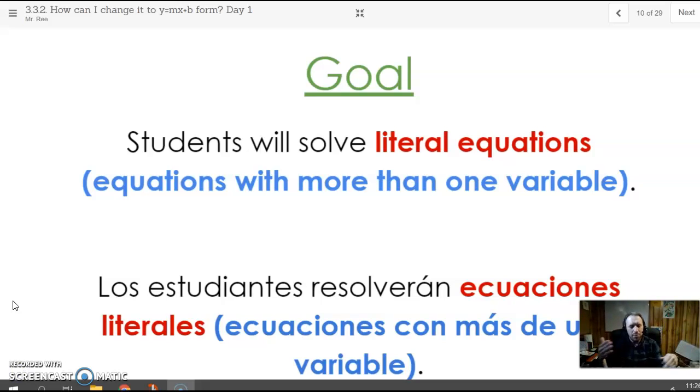Again, pause it, go back, refresh it. I'm going to move quickly because I only have a 15-minute record time because I'm cheap and I like the free version of things. So here's our goal today. We're going to solve literal equations, which are equations with more than one variable. Let's go for it.